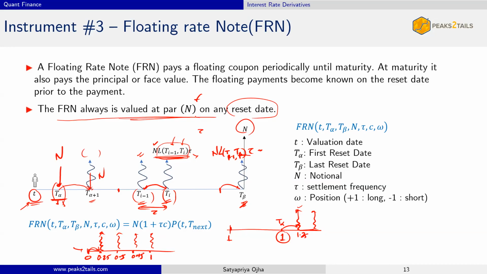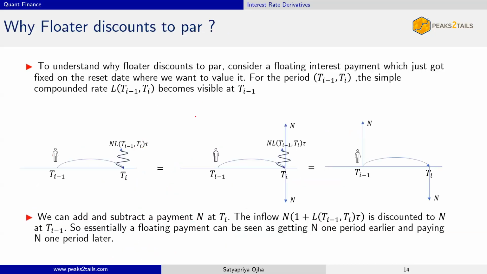Yes, that's the question. Why? What is the reason behind this? Let me explain, and I'll use some geometry and some algebra to prove this. It's a beautiful result. So exactly, that's the question: why does a floater discount to par on a reset date?